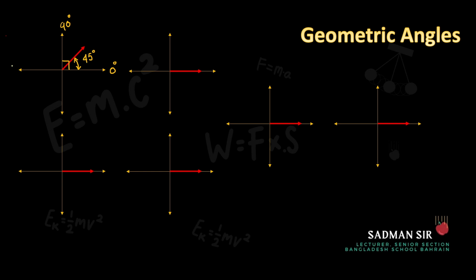So this is 90 degree, and you know that this is another 90 degree. So this is 180 degree, 90 plus 90. Then this is another 90 degree, so 180 plus 90, this is going to be 270 degree, and here finally it is going to be 360 degree.